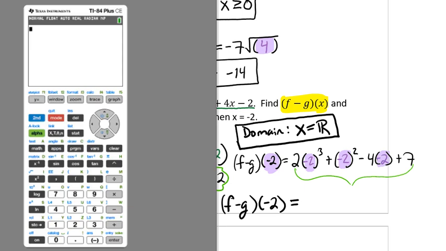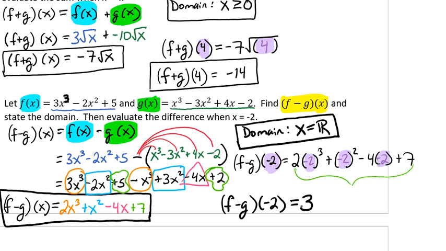All right, so let's plug that in. So 2 times negative 2 to the third power plus negative 2 squared minus 4 times negative 2 plus 7. Notice I've used parentheses around all of my negative 2's. That's really important. I hit enter, and I'm going to see that that's going to give me a value of 3. So now I have all 3 of the answers that it asked for us.